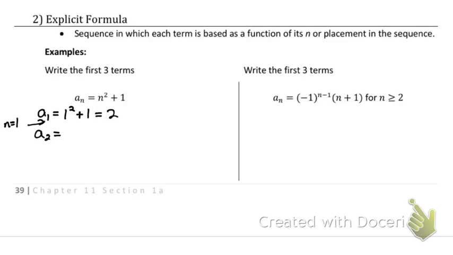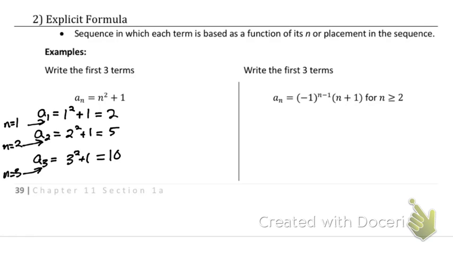A sub 2, our n is now 2. So we're just going to do 2 squared plus 1, which equals 5. And finally, our A sub 3, our n would equal 3. And we would have 3 squared plus 1 is 9 plus 1, which is 10. So explicit formulas are pretty easy to use compared to a recursive formula.